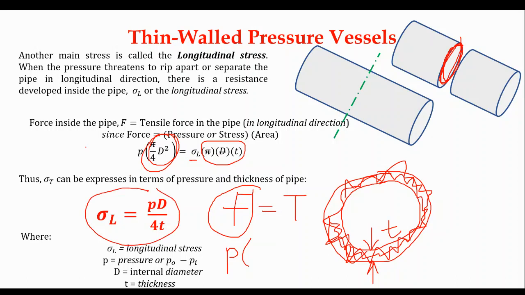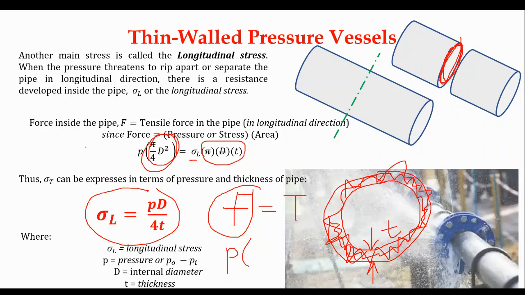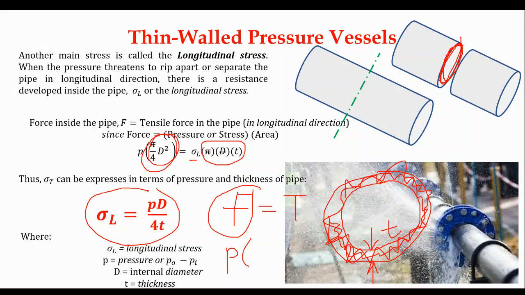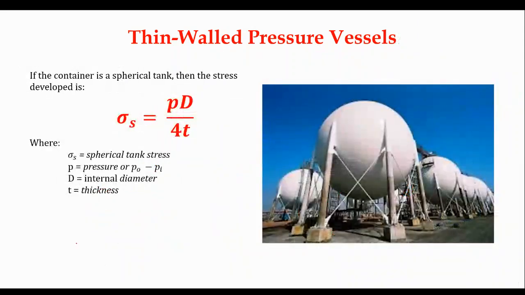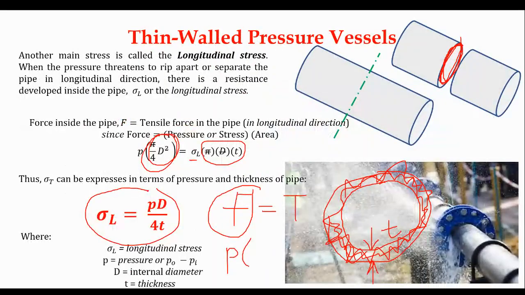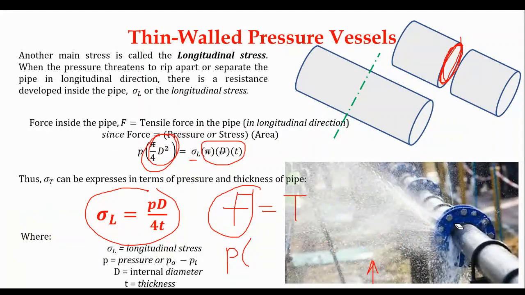Sigma L is equal to PD over 4t. So, it's the same again. Okay, D is diameter, P is pressure, t is thickness. So, that is the failure. Look at the picture. In the picture, you combined the pipe. But the pipe is made in that direction.